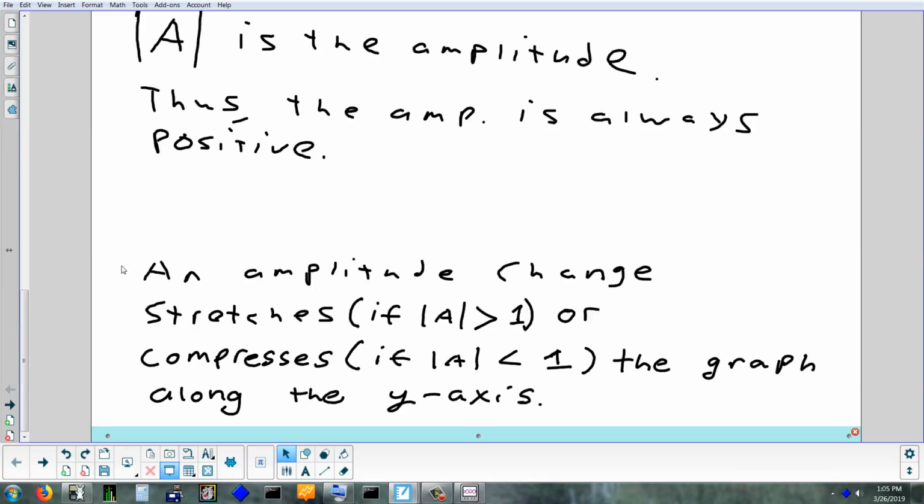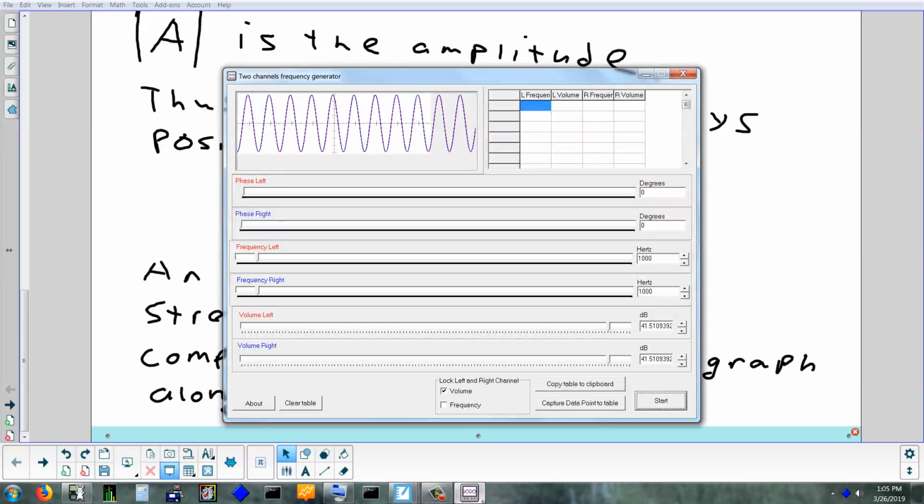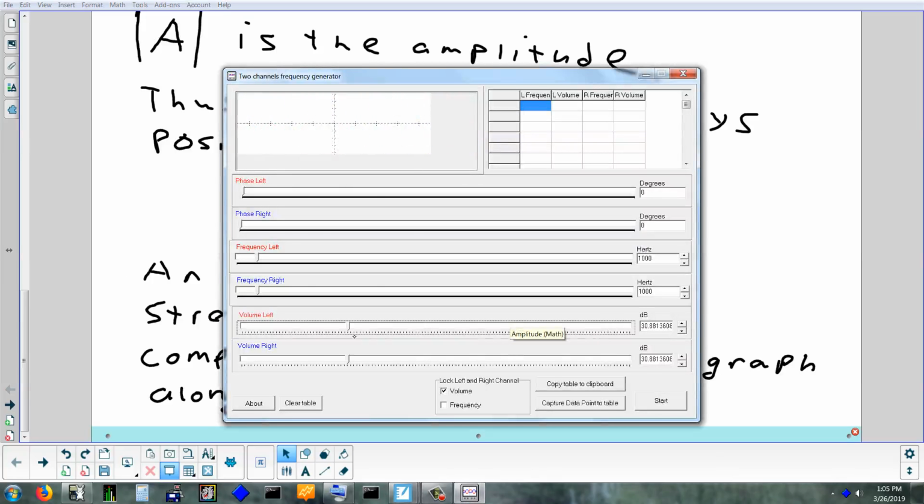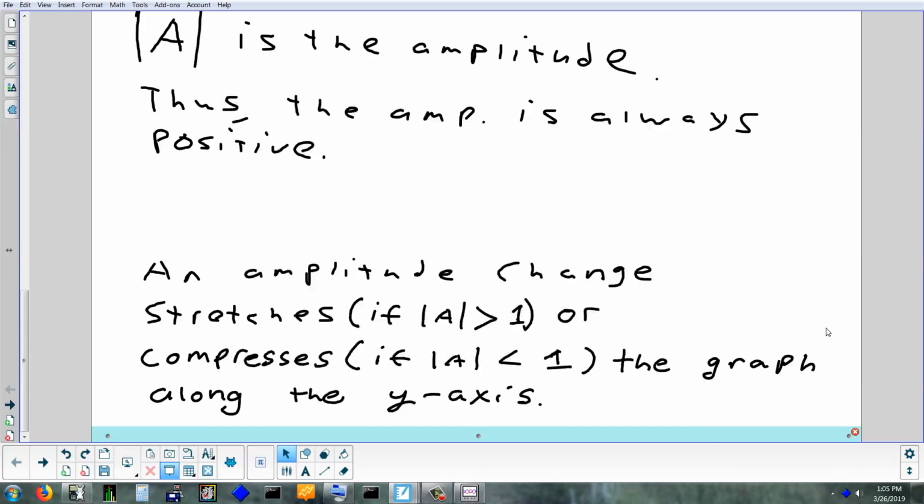Okay, and we're talking about compressing it along the y-axis. So it's stretching and compressing up and down. Okay, just like that. Compress, stretch. So any questions on what an amplitude change looks like in terms of if you're looking at an equation, how you tell it's an amplitude change?